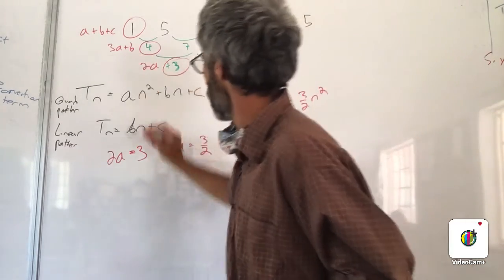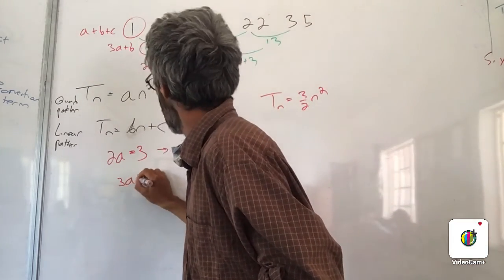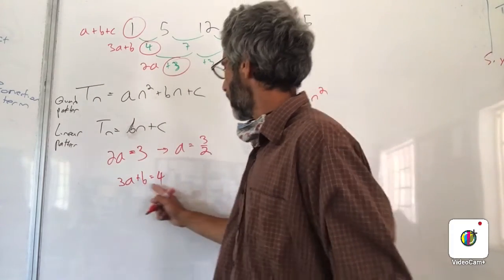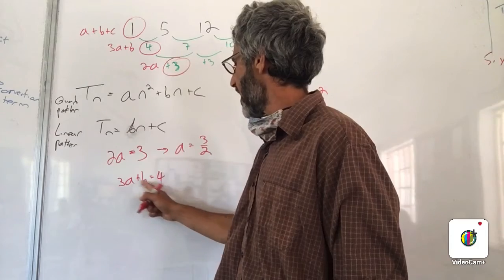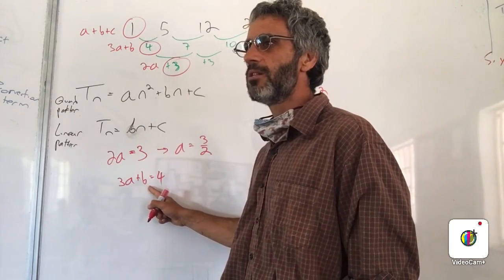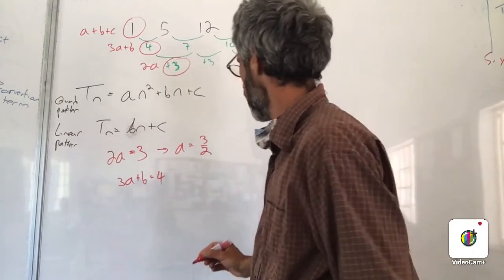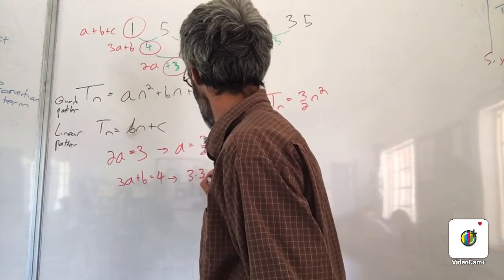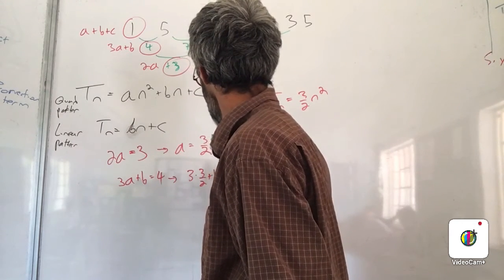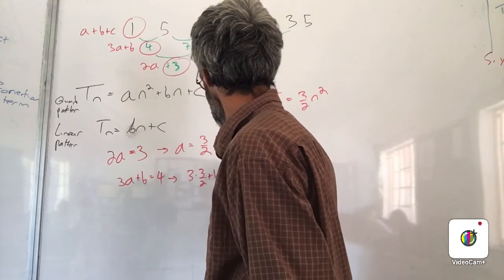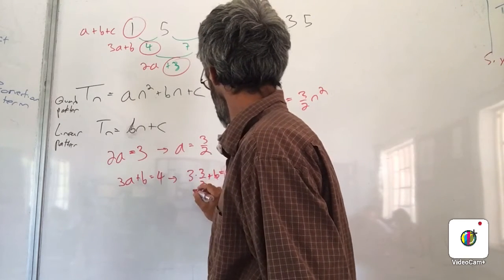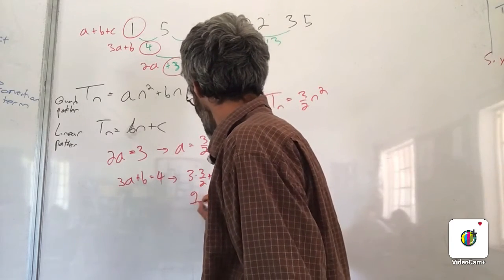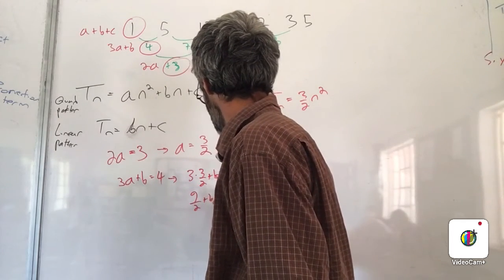Okay, let's use this equation: 3a plus b equals 4. Well, you might say, but how do I find b? We know a. So let's write down a. It's 3 over 2. So it's 3 times 3 over 2 plus b equals 4. In other words, I'll write it slowly: 9 over 2 plus b is 4.